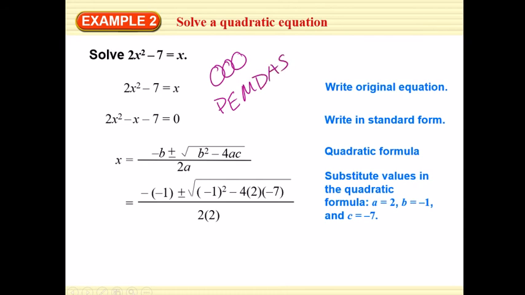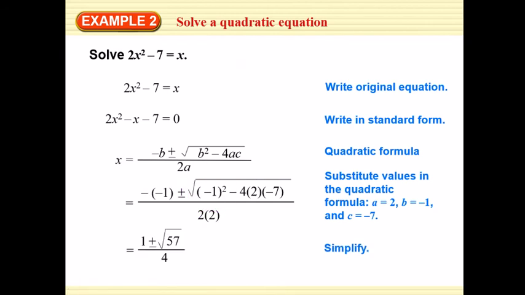PEMDAS, alright, where we look at our parentheses or grouping symbols and exponents first. So I need to deal with those sets of parentheses, that set right there. I can deal with that and deal with that. I can do all of those 4 groupings at one time. Alright, and then I add and subtract there.